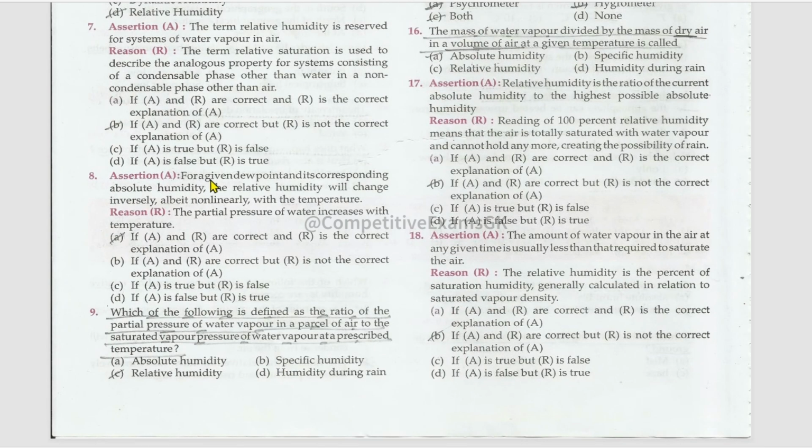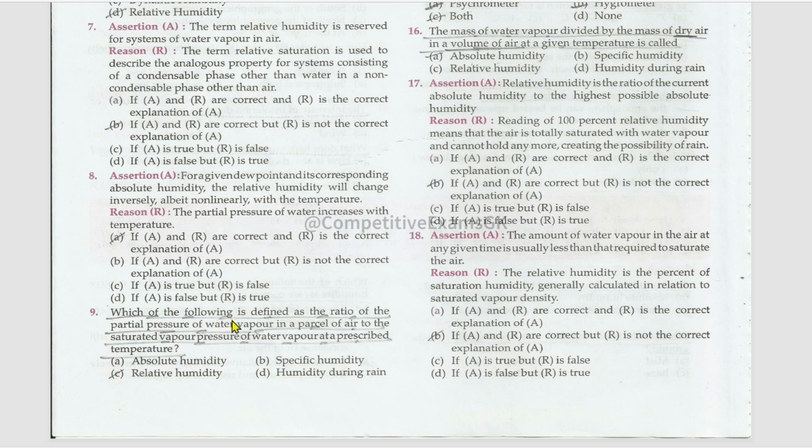Next, assertion and reason. For a given dew point and its corresponding absolute humidity, the relative humidity will change inversely, albeit non-linearly, with the temperature. This is true. The partial pressure of water increases with temperature. This is also right, and the reason is the correct explanation for the assertion.